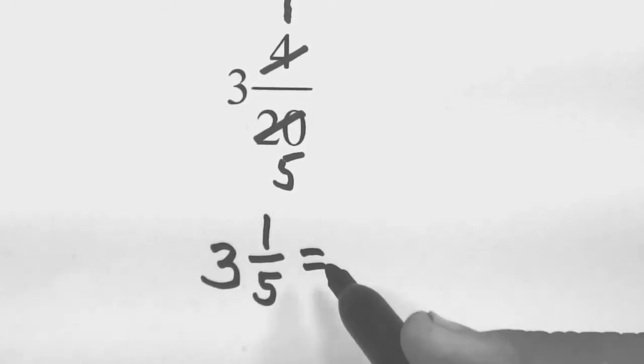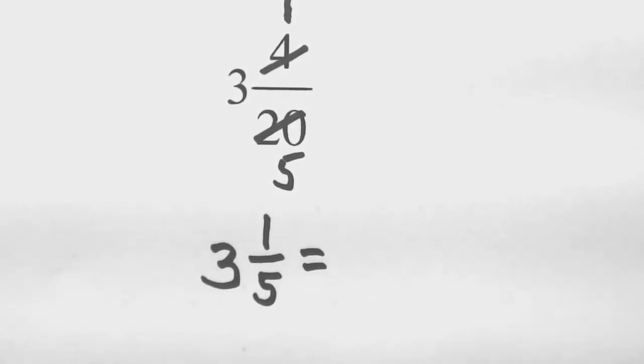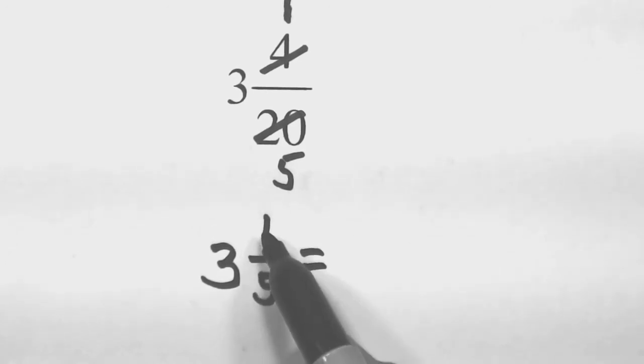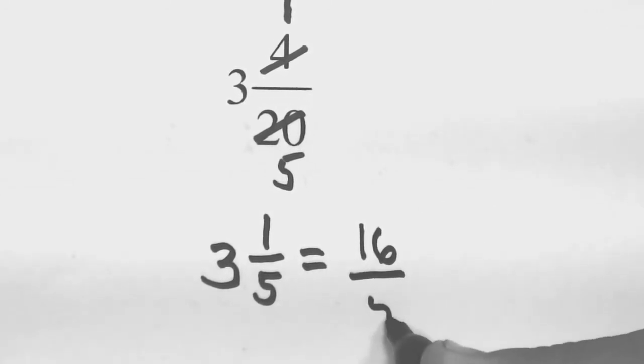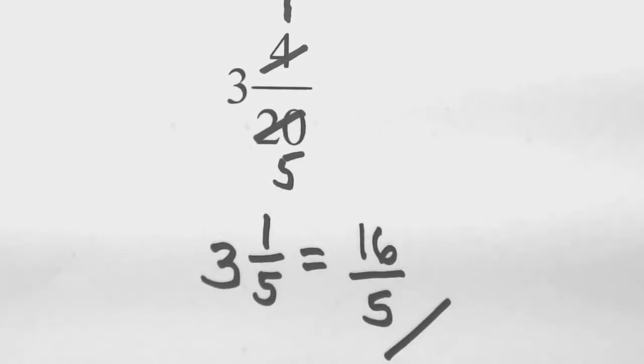Okay, well, now it's much easier to convert this into our improper fraction. Again, take the number in front times the denominator. 3 times 5 is 15. Add the 1 in the numerator, that's 16. So we end up with 16/5, and we can't reduce that any further. We did all our reducing to begin with.